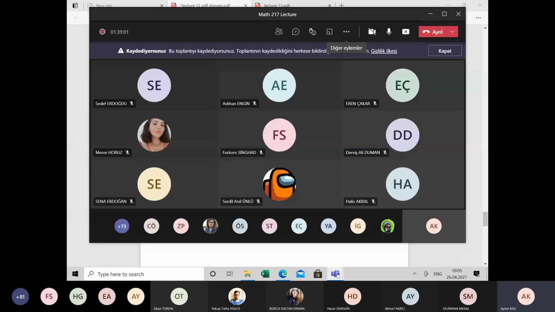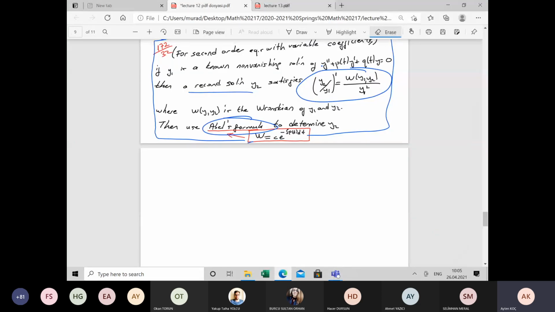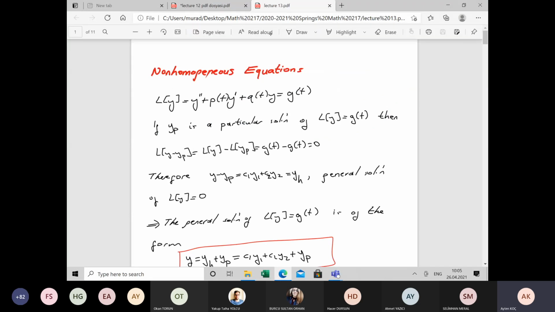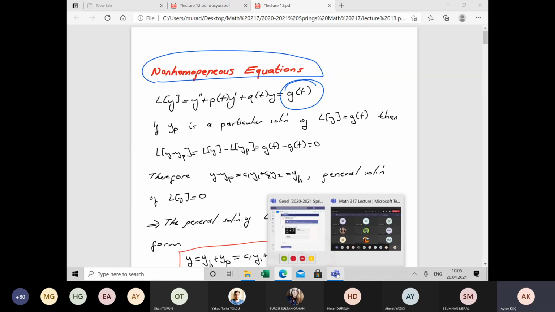Now let's stop here, because in the next class we will study the non-homogeneous equation. Non-homogeneous means the right hand side is not zero. So what can you say about the general solution of these equations? Now let's stop here.